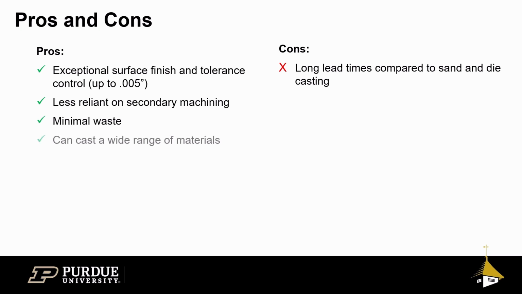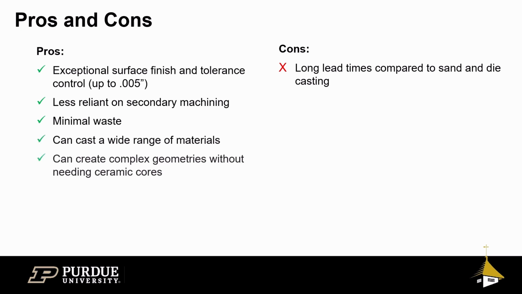And speaking of materials, this method allows for you to cast a wide range of materials due to the high temperature capability and stable molding environments of the ceramic when compared to die and sand casting, which are respectively limited by temperature and a risk of unwanted chemical reactions from the introduction of metal to the sand or silica.